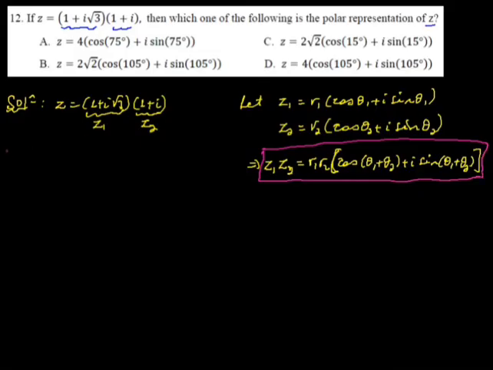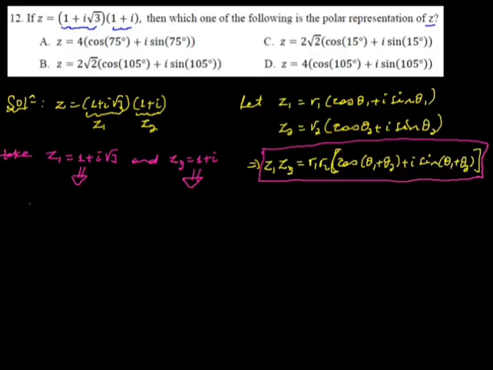So take Z1 and Z2. Z1 is 1 plus i times root 3, and Z2 is 1 plus i. So we will try to write the polar forms of these complex numbers. We need to write their polar form.